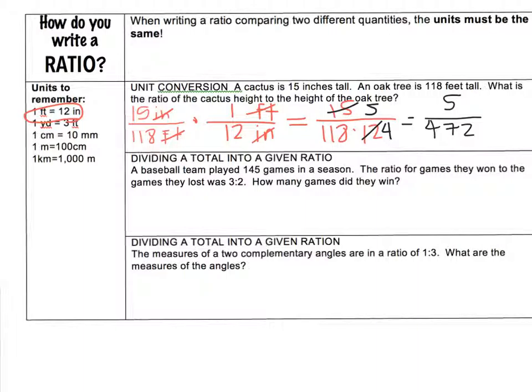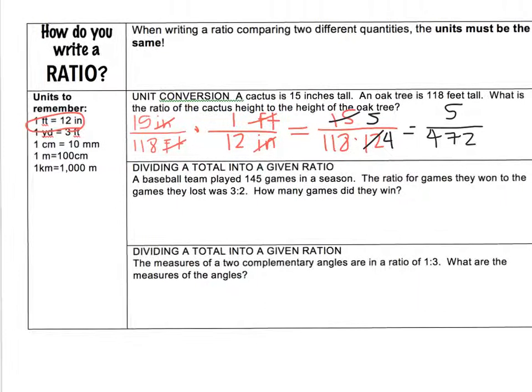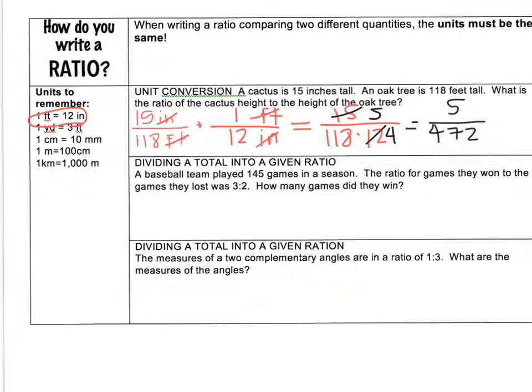One other type of problem you'll see when you're writing ratios is dividing a total into a specific given ratio. In this example, a baseball team played 145 games in a season. The ratio of games they won to games they lost was 3 to 2. How many games did they win? So we know that wins to losses is 3 to 2.